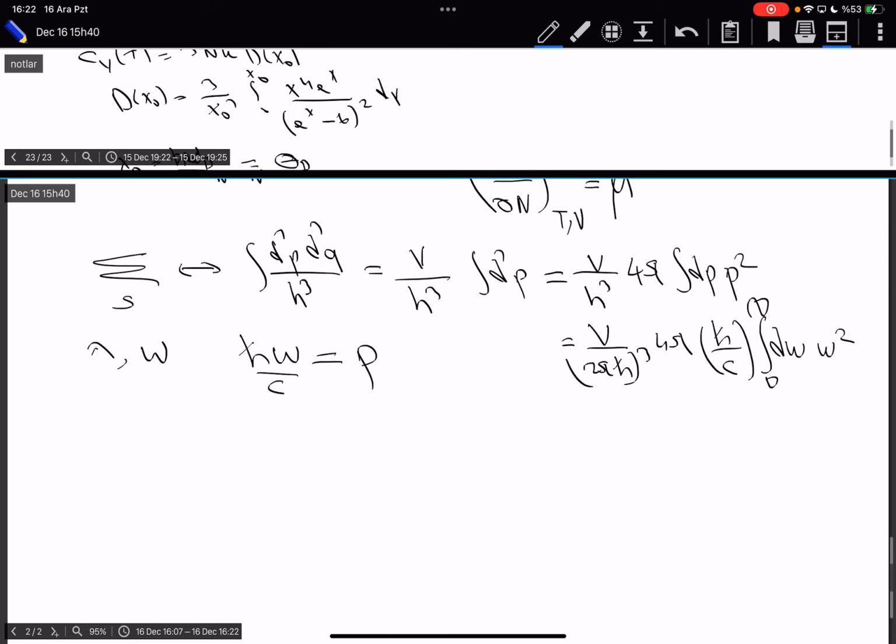Okay, there's still one thing I forgot. You see, for a given p and q, do I have 2 states or 1 state or 3 states? 2, because of the polarizations. 2.